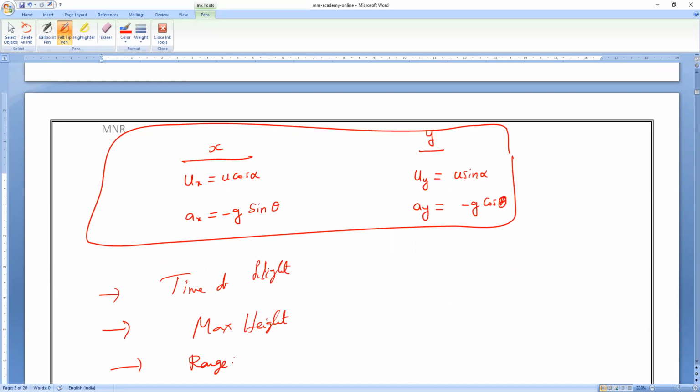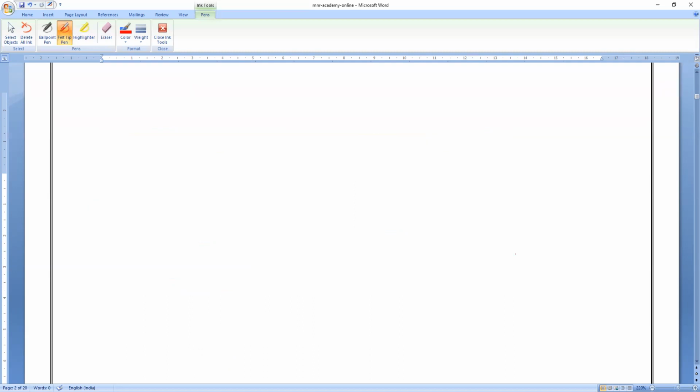First we are going to derive the time of flight. For time of flight, do we have to consider only the x direction or the y direction? The y direction. So if you understand that, that's over. So let's start now with the time of flight formula. Everyone ready? Very interesting. If you solve it, you will understand it.